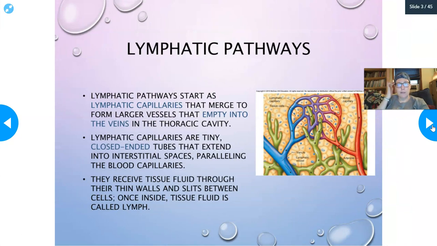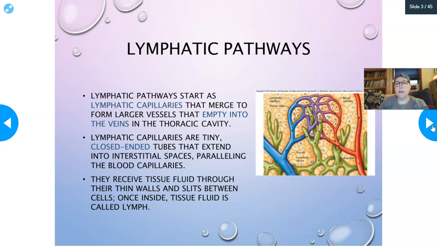All right, so let's look at the lymphatic pathways. They start as lymphatic capillaries that merge to form larger vessels that empty into the veins in the thoracic cavity. So think of it as a parallel alternate pathway for just fluids, right? It will connect the tissues of the body back to the venous system. And the lymphatics, if you will, parallel the venous system.